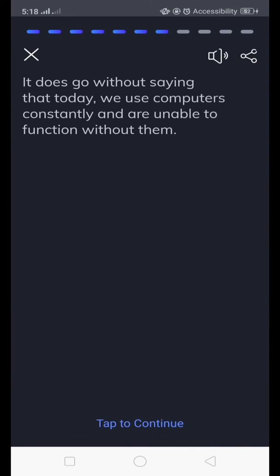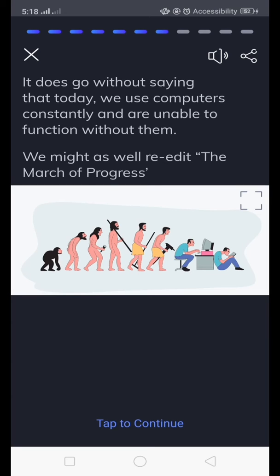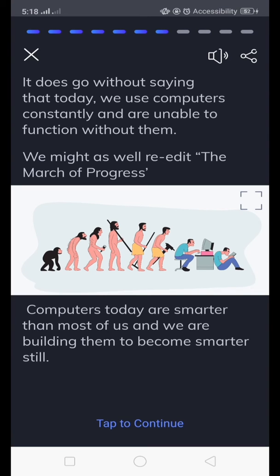It does go without saying that today, we use computers constantly and are unable to function without them. We might as well re-edit the march of progress. Computers today are smarter than most of us and we are building them to become smarter still.